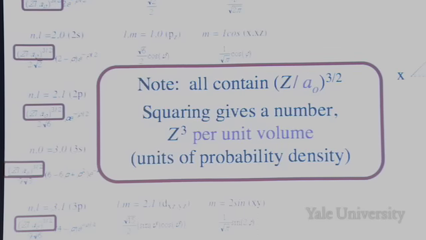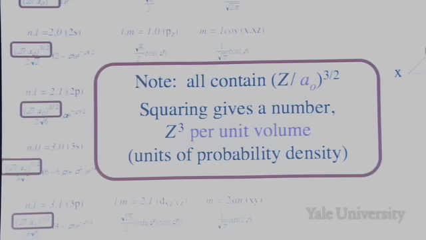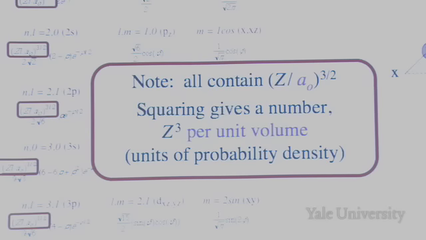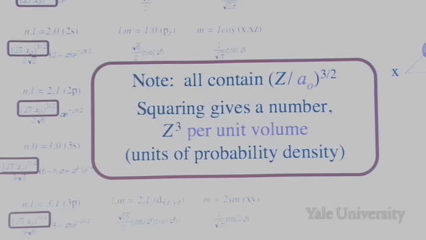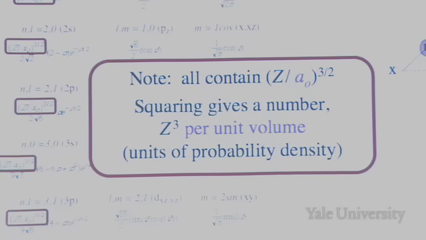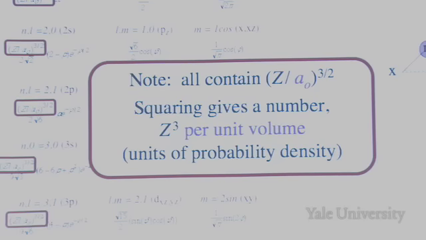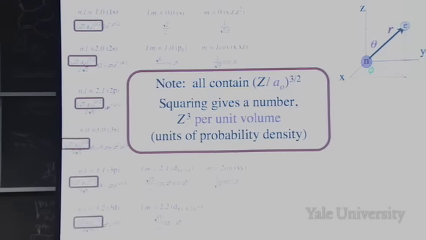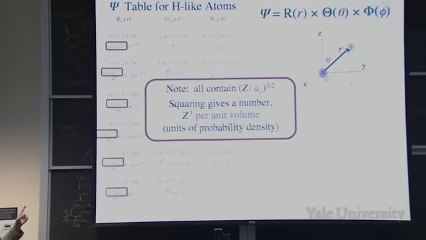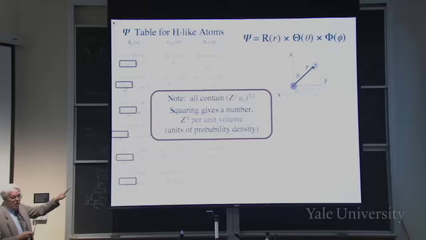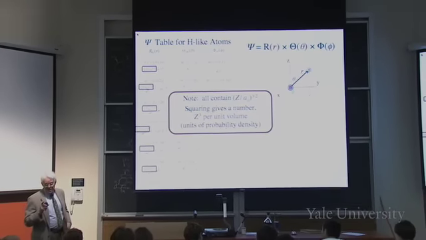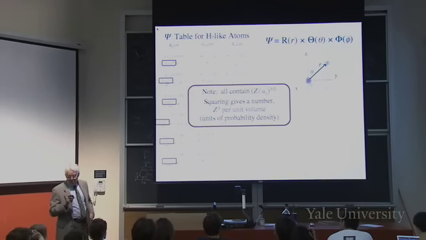So when you square it, it's going to be Z over a0 cubed. Right, when you square it. Everybody with me on that? Okay, so what that means is you're going to get units that are Z cubed per unit volume, because remember A0 is a distance. So A0 cubed is a volume. The nuclear charge is a number. Z, the atomic number, is a number. So it's going to get a number per unit volume, which is the right units to have for probability density.